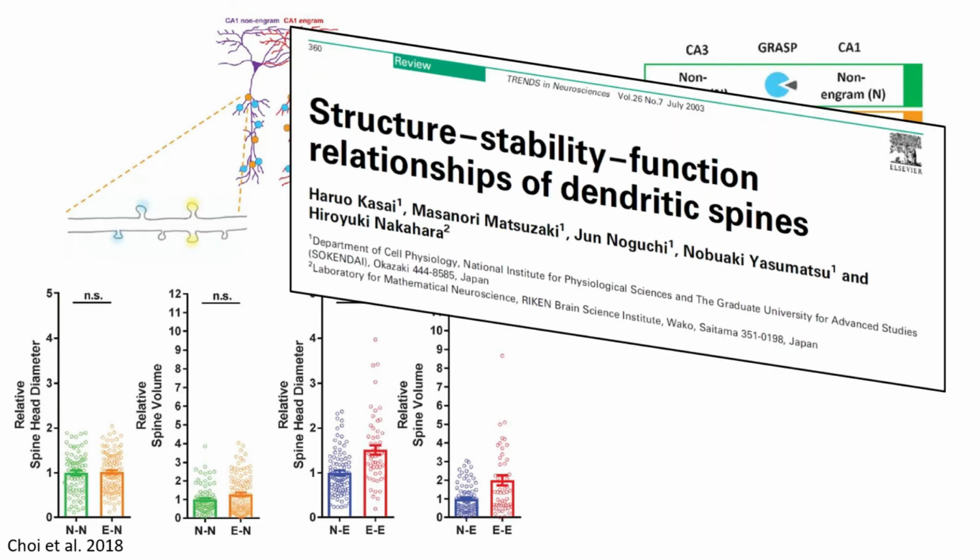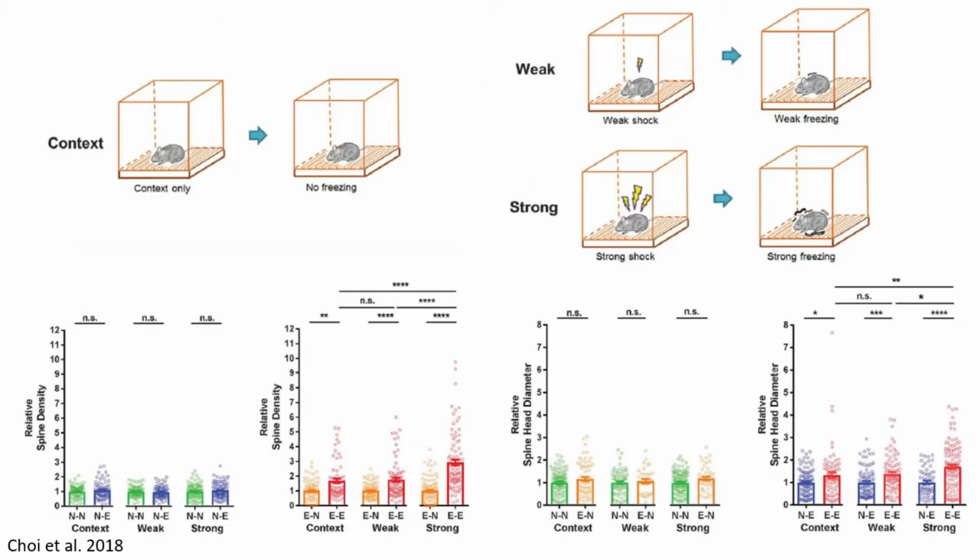This harkens back to our last journal club covering the Kasai et al. 2003 paper, where we reviewed evidence that the size of a spiny synapse is correlated with its functional strength. And the Choi et al. paper even showed that this spine density and size difference was greater in mice that underwent a stronger fear conditioning.